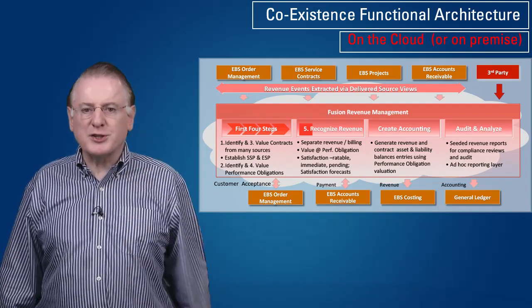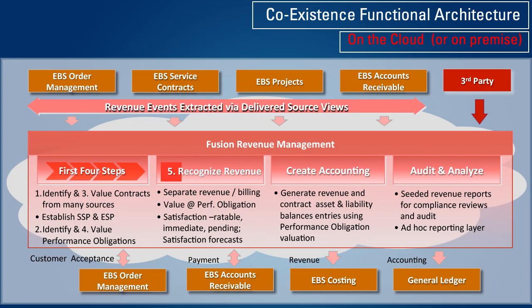In the second box, we're recognizing the revenue. Following the contract ID, we will use the contract ID to track revenue. We will associate its billing with it. We will associate the performance obligations with it. We do all that in Oracle's relational database, which is very easy to do for us.